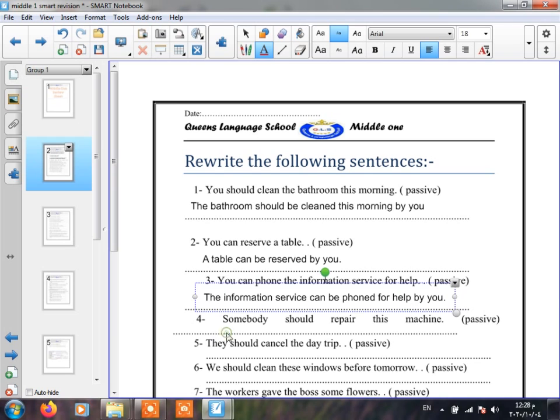Somebody should repair this machine. This machine is the object, somebody is the subject, and should repair is the verb. But in this sentence, I will not write by somebody, because here I don't know who did it. So this machine should be repaired, and that's it. This machine should be repaired.